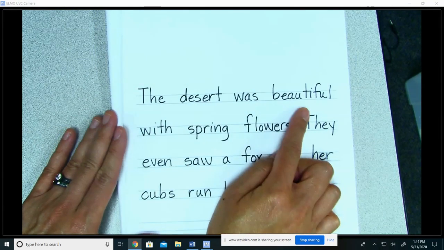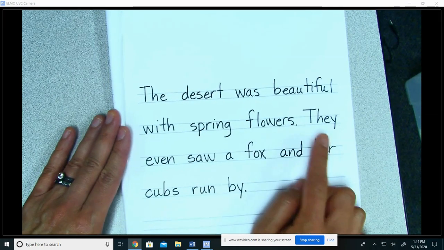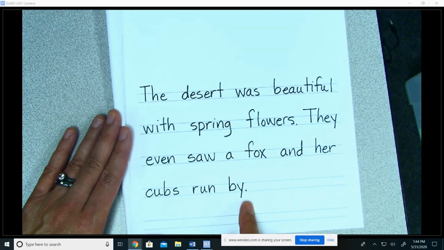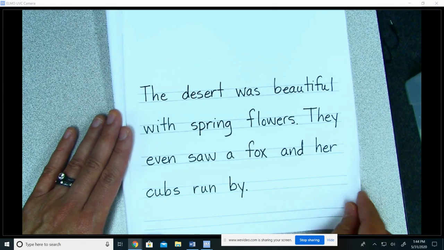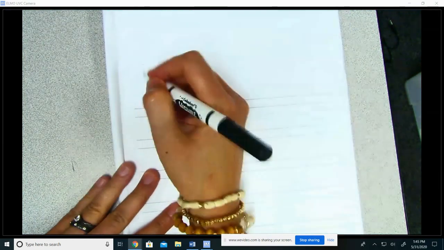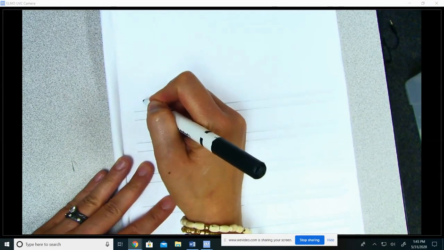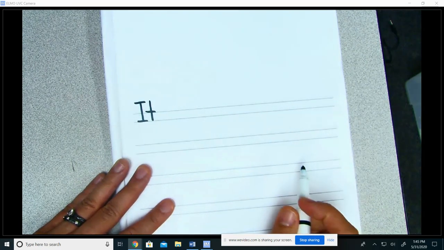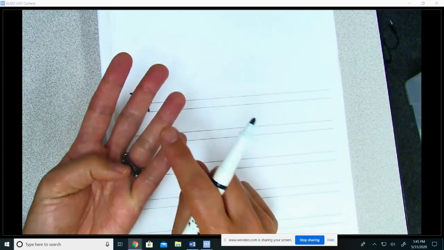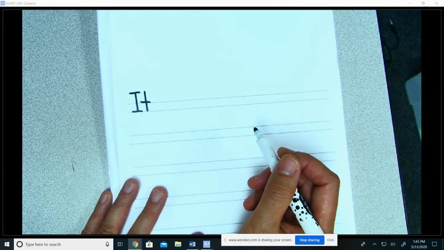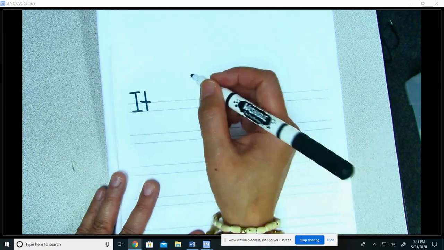The desert was beautiful with spring flowers. They even saw a fox, and her cubs ran by. Ooh, that sounds like a fun adventure that she was having. And what happens next? Well, let's continue with her story. Well, the night, it got dark outside. Okay, so let me plan out my thinking first. It got dark in the desert, and the princess could not see her way home, and she was lost. Okay, so that's my plan.